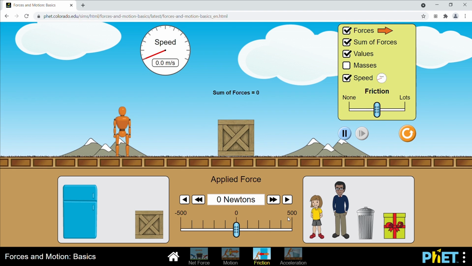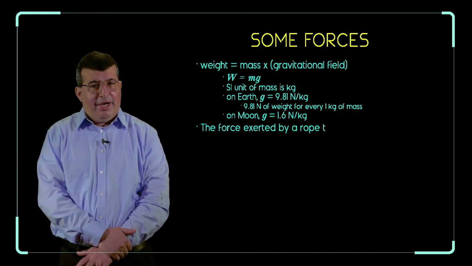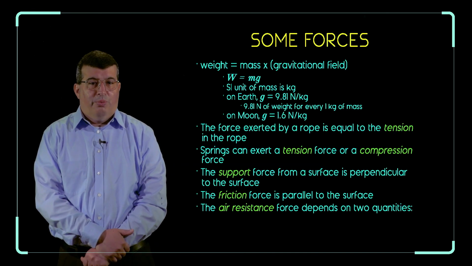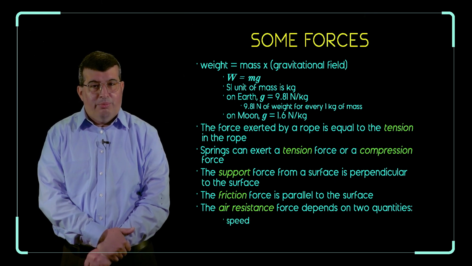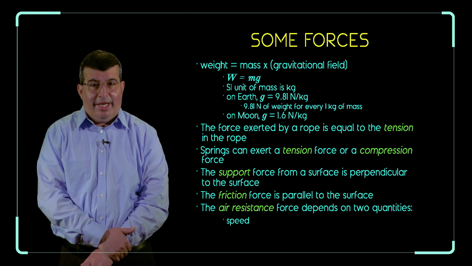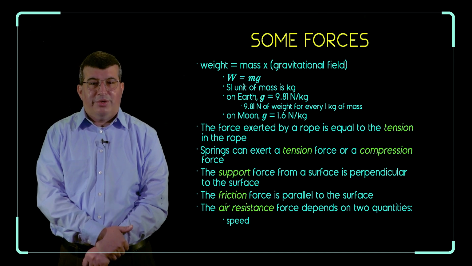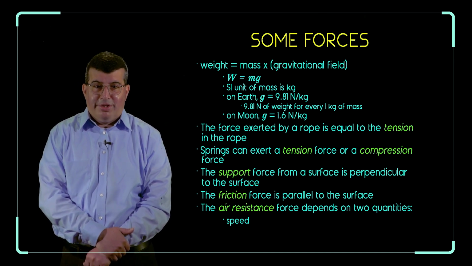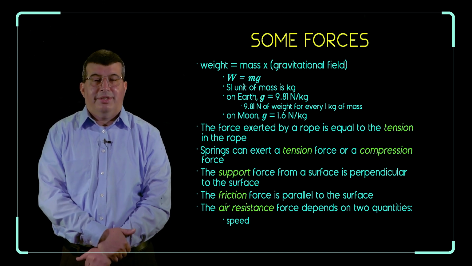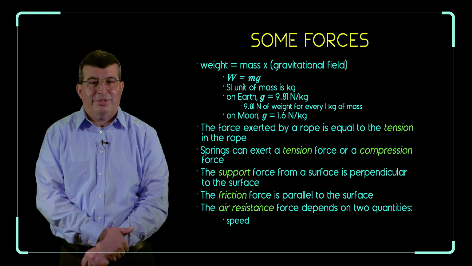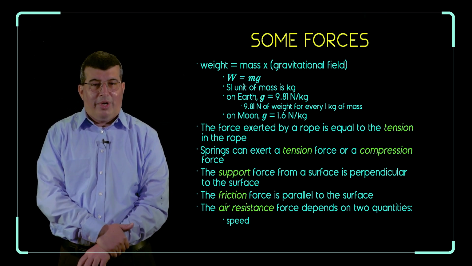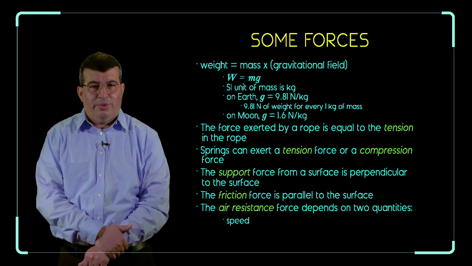But for now, we're going to talk about a couple of other forces. The first is air resistance. It's like friction, except that air resistance depends on two things. One is how fast you are moving relative to the air, or how fast the air is moving relative to you. If you're standing still and there's a wind blowing, that wind is exerting an air resistance force on you. If you're on your bicycle moving through still air, then that air is exerting an air resistance force. So as long as an object is moving relative to the air, there will be an air resistance force.